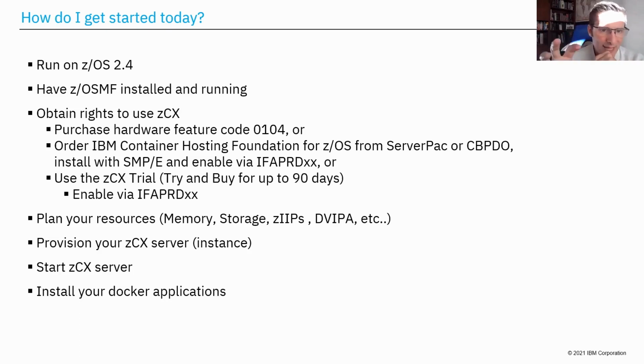Again, besides having zOSMF and having the right hardware and zOS levels, you're going to need, of course, to plan all your resources. We're talking about memory, storage, zIIP engines, DVIPA, that type of stuff. Then you're going to provision your ZCX. You're going to start it from a regular zOS command line, and then you're going to be able to tell your Docker admin to log on and install your Docker applications.